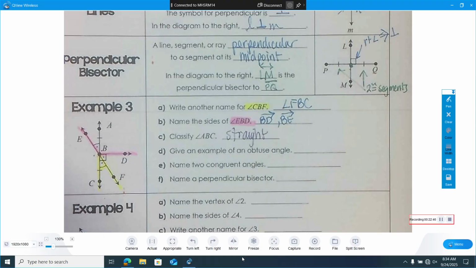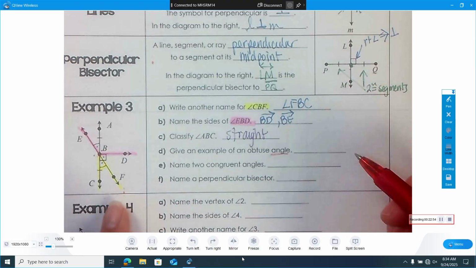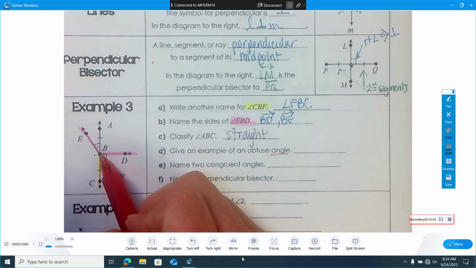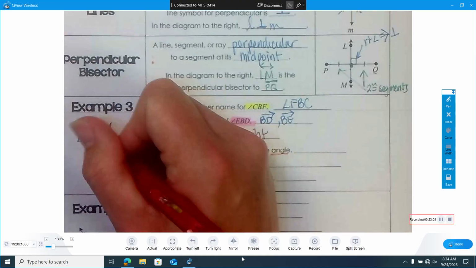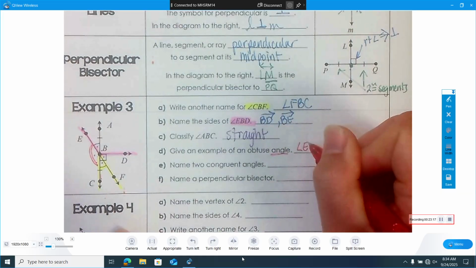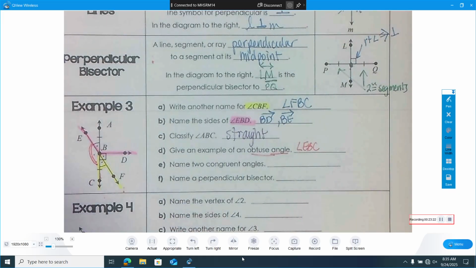Give an example of an obtuse angle. It's an angle, so we need 3 letters. So B has to be in the middle. So DBC? EBC. Oh, okay. EBC, from here to here. EBC would be an obtuse angle. All right, EBC, obtuse, absolutely. What about EBD? Is that also obtuse? Yeah.